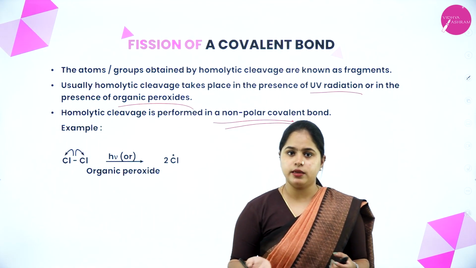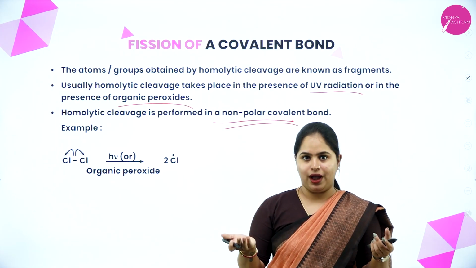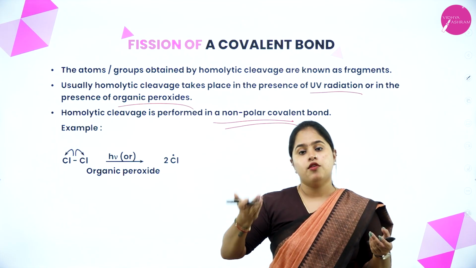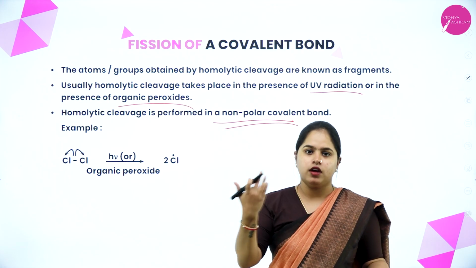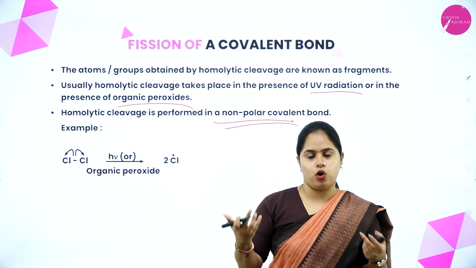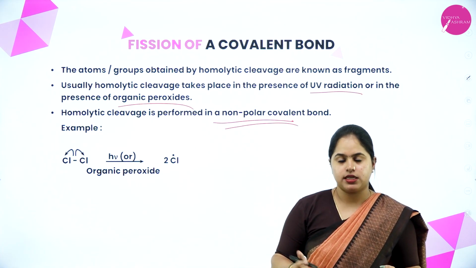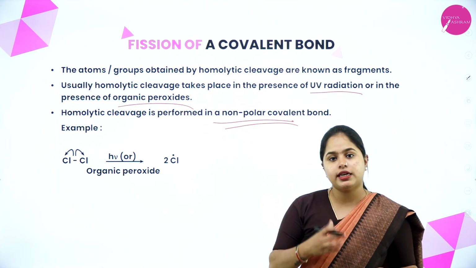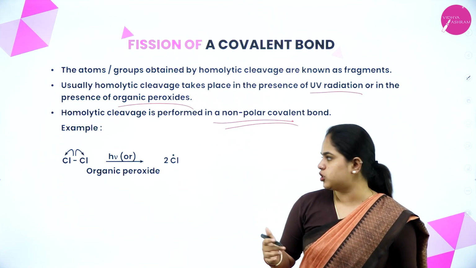What is polarity or a polar covalent bond? If out of the two atoms which share the electrons, one is more electronegative and the other is less electronegative, there is a difference in the electronegativity, hence the bond will be polar. In that case, homolytic cleavage can't take place. Homolytic cleavage only takes place if there is no polarity difference, that is, there is no difference in electronegativity.